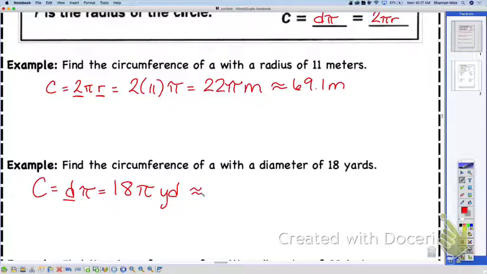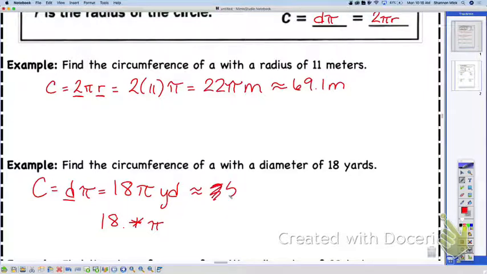Again, if you wanted the decimal in your calculator, put a decimal after 18. Put in 18 point and then pi. I got 56.5. I got 25.1. How'd you get that? I got 56.5. Oh, okay. Evidently, I just wrote it down wrong. Yeah, 56.5 yards.